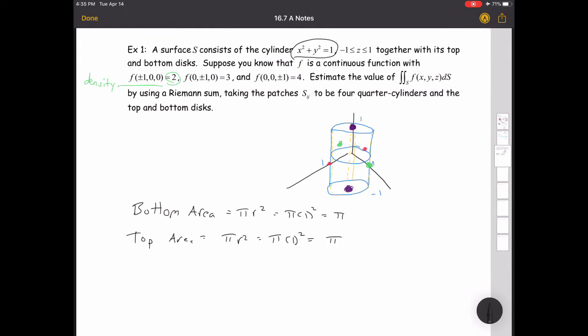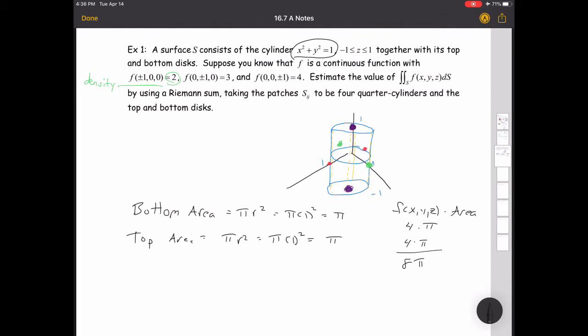But now we have to multiply that in order to get our surface integral. We have to multiply it by its value, its density, whatever they've given us here. So the surface integral part is going to be f of x, y, z, which they gave to us, times the area of each piece. Well, f of x, y, z in each piece is 4. The area is pi, so 4 pi. So we get 4 pi and 4 pi, so we get 8 pi out of the top and the bottom.